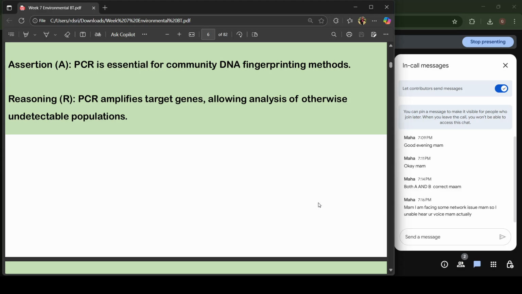And the next question is: PCR, the polymerase chain reaction, is essential for community DNA fingerprinting methods. The reason stated here is that PCR amplifies the target genes, allowing analysis of otherwise undetectable populations.